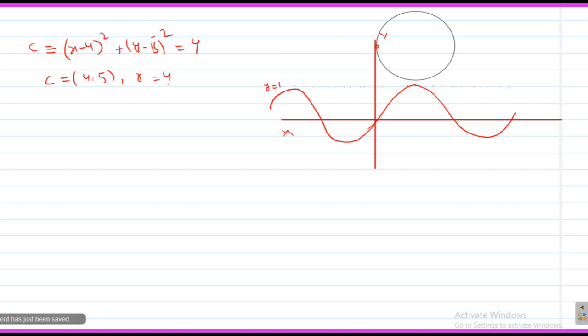So this point is taken as 0 comma 4, or sorry, somewhere the center of the circle is here. Okay, that is 4 comma 5. So this total length is nothing but 5. So up to here 4 means this length is 1. So any point is taken on the curve y equal to sin x.